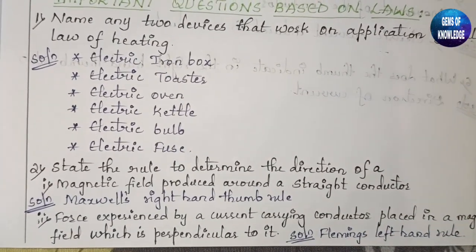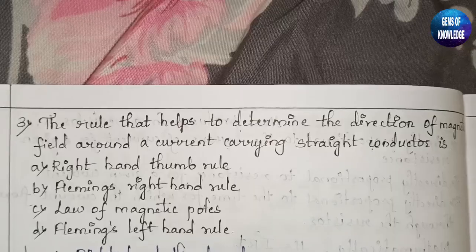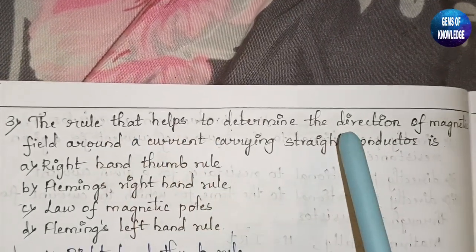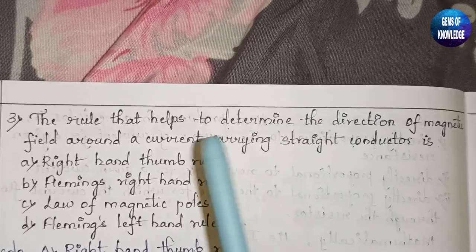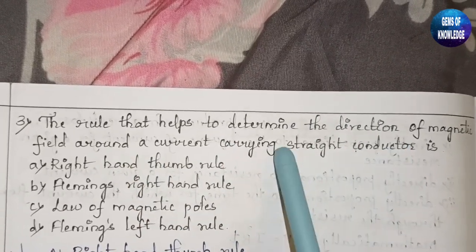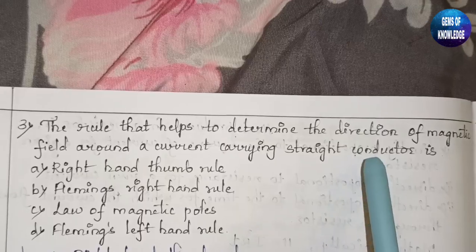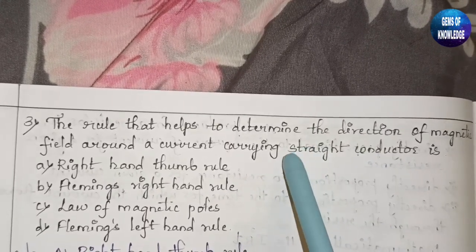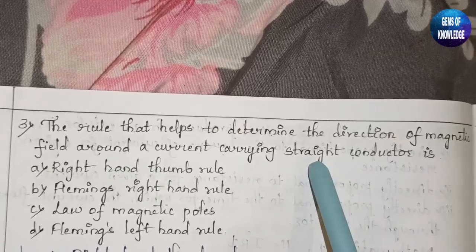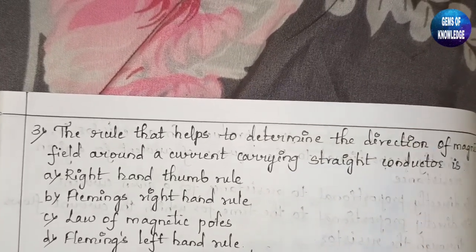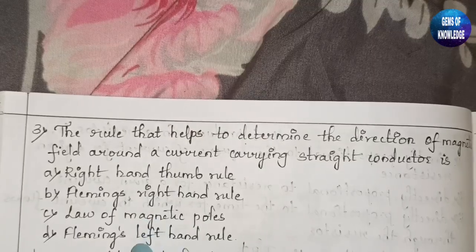So let's go to the next question. Okay, so here is a multiple choice question. The rule that helps to determine the direction of magnetic field around a current carrying straight conductor. So a straight conductor is given. Okay, so I told you earlier in the before question also, whenever they have mentioned a straight conductor, it will be having only one law, that is which law you have to mention.